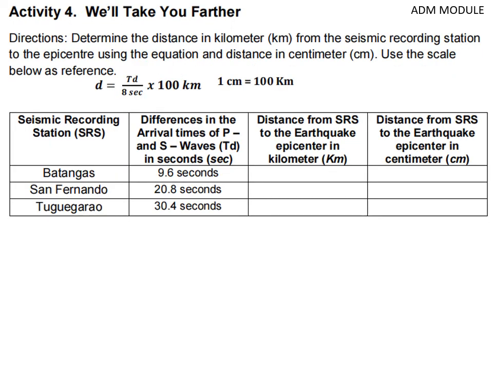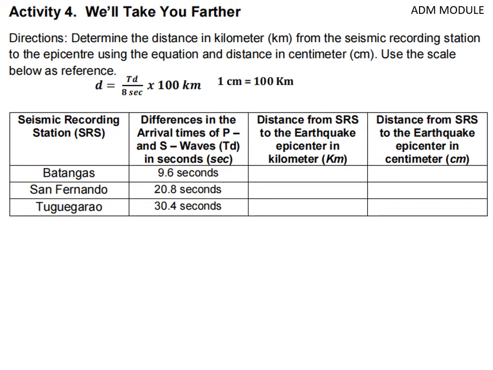And following this one, we'll take you farther. In this case, other than computing for the distance, we need to compute for the scale of the epicenter from the seismic recording station. The direction for activity 4 is to determine the distance in kilometers from the seismic recording station to the epicenter using the equation and the distance in centimeters. Use the scale below as a reference. So D is equal to TD divided by 8 seconds times 100 kilometers. And for every 100 kilometers, we'll have a scale of 1 centimeter.